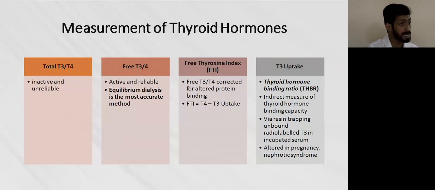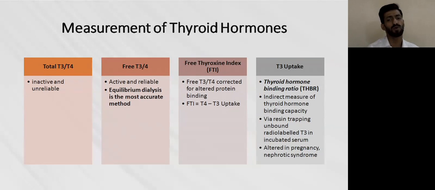The next is free T3 and free T4 concentrations. They are very active. They are very reliable. And the most accurate method of measuring the amount of free T3, T4 is called equilibrium dialysis.